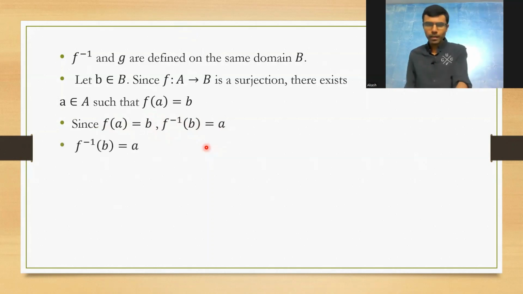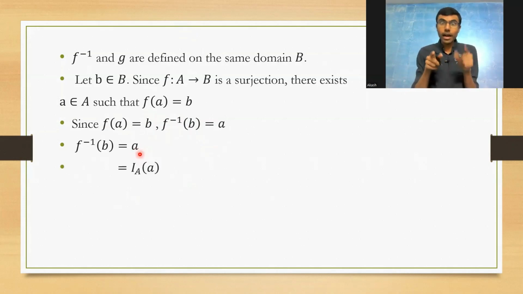Next, now I'm going to start with this. f inverse of b is nothing but equal to a. Now listen to me carefully. This is a crucial part. This a I can write as I_A of a. Why? I_A is an identity function. Whatever input you give to it, it gives the same thing back. So that's why I can write a as capital I_A of a. That's totally fine.